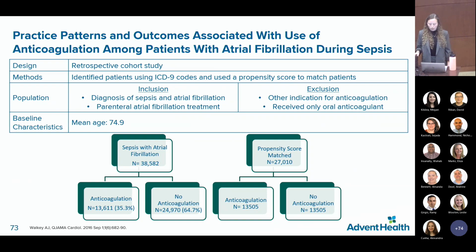The study assessed over 38,000 patients, with around 35% of those patients receiving anticoagulation, which was defined as IV or sub-Q anticoagulation at doses greater than prophylactic doses. A propensity score match was completed to adjust for various factors such as age, history of heart failure, admission to the intensive care unit, and CHA2DS2-VASc scores. This analysis included 27,000 patients and assessed for an occurrence rate of in-hospital ischemic stroke and clinically significant bleeding, which was defined as bleeding that required a blood transfusion.